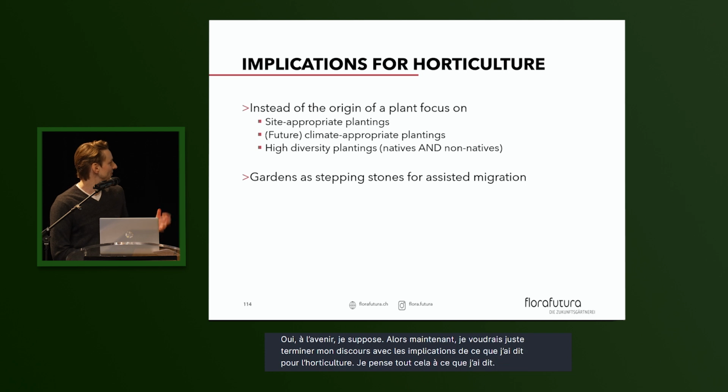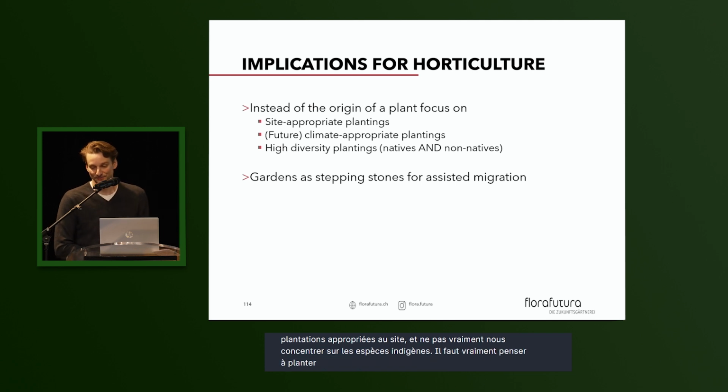Now I would just like to finish my talk with implications of what I said for horticulture. I think all of what I said amounts to saying that we should really plant site-appropriate plantings and not focus only on native species. We should think about planting climate-adapted, appropriate plantings, and always try to have high diversity in plantings in case certain species will not work. And it would be nice to always keep in mind which species in the future would need help for migration, so one can focus on those a little bit more.